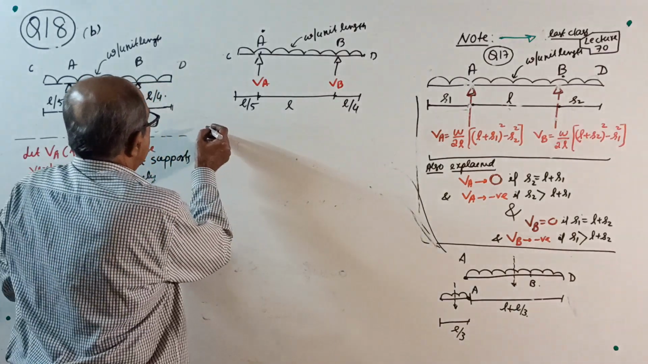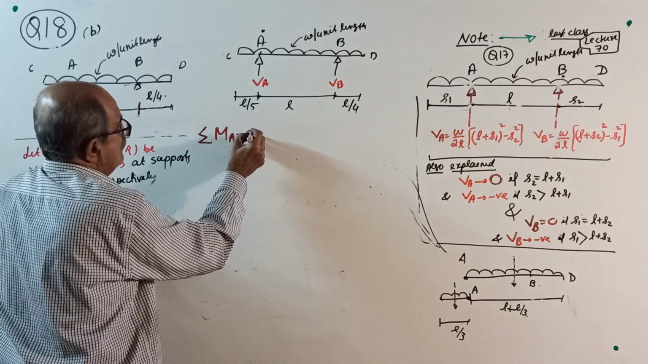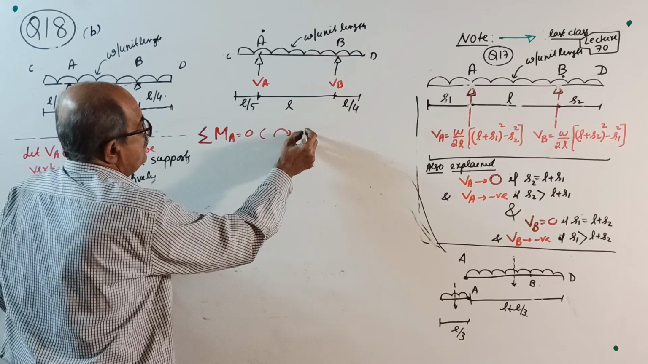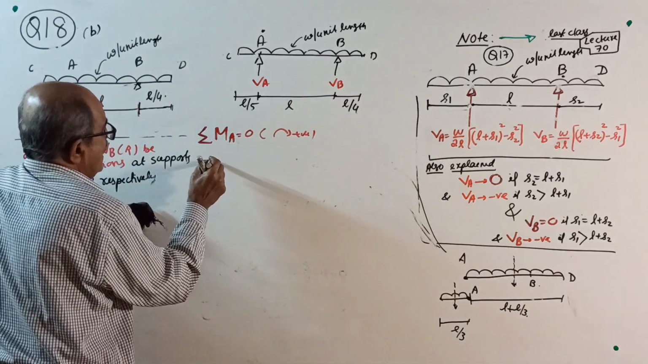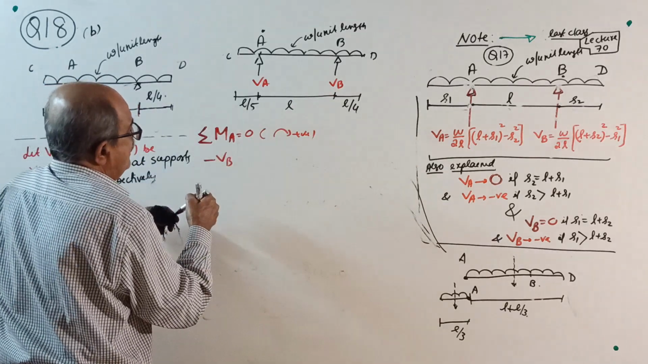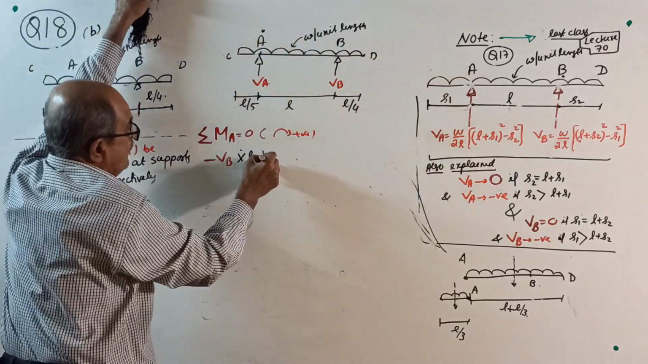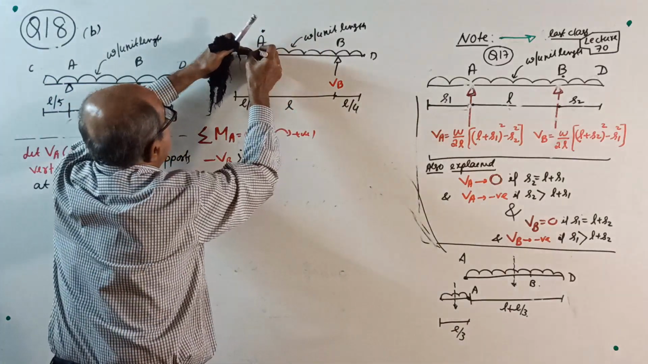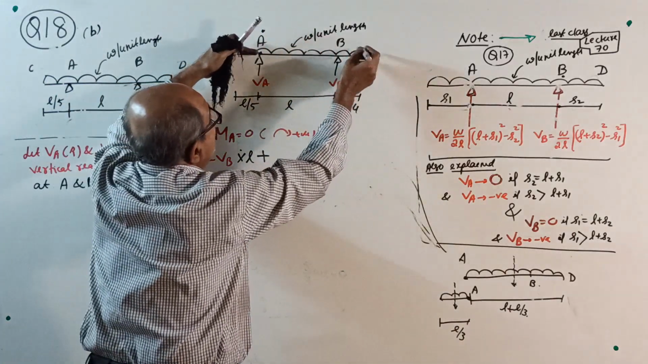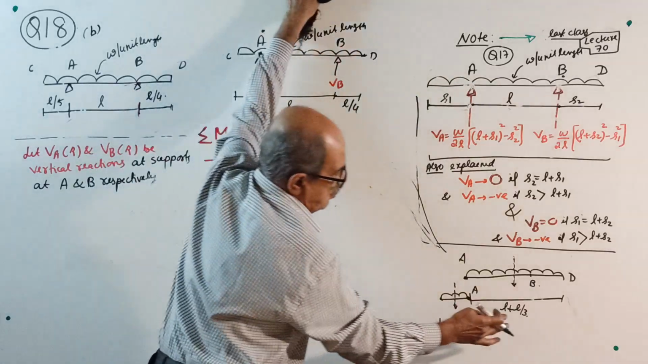Start. Sigma M about A equals 0. Clockwise positive. See correctly now. First, as usual, minus VB into L. This is permanent. Anticlockwise is plus, clockwise is minus. This is A, this is D. This UDL is for a length of L plus L by 4.